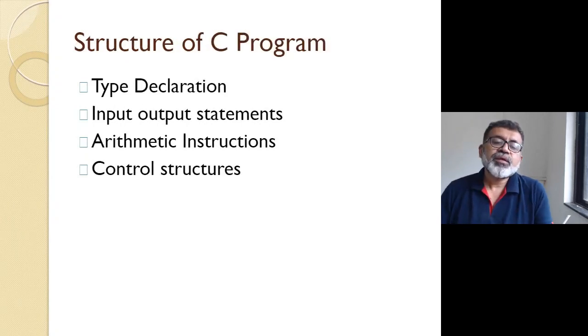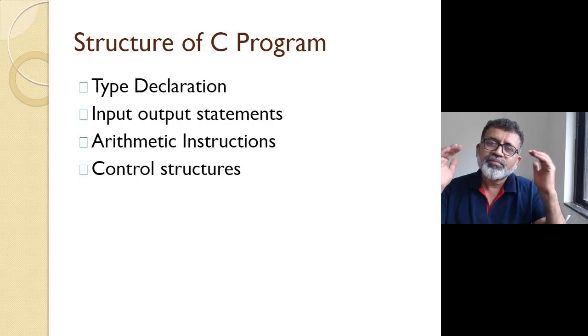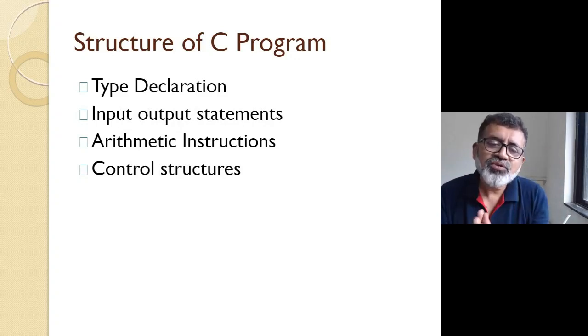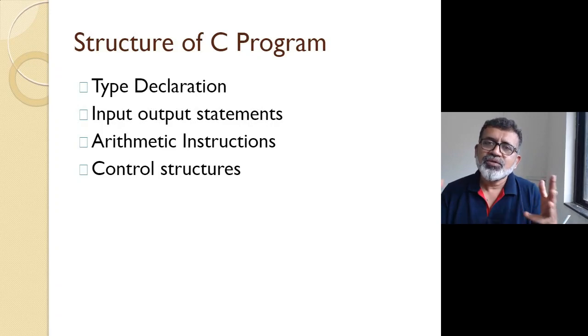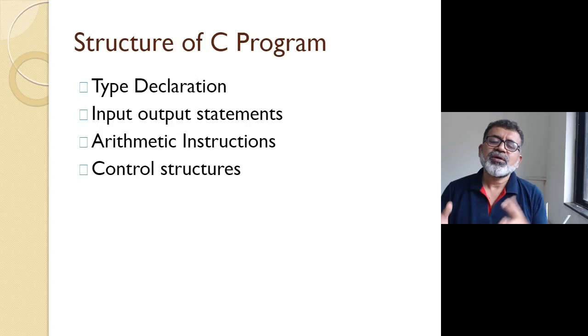All right. Now, the general structure of a C program. Whichever programs we are going to write, any statement you write inside a program will be part of one of these four. It would be a type declaration statement, an input output statement, that is printf and scanf, or getch, putch, gets, all these are input output statements. Then arithmetic instructions and control structures.